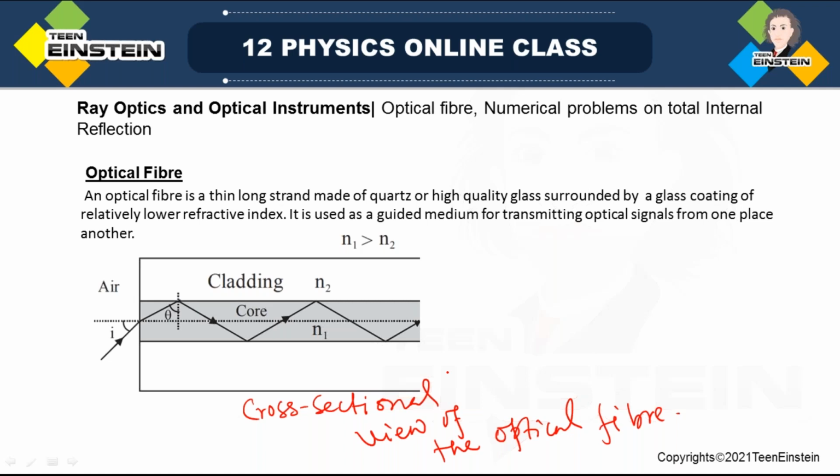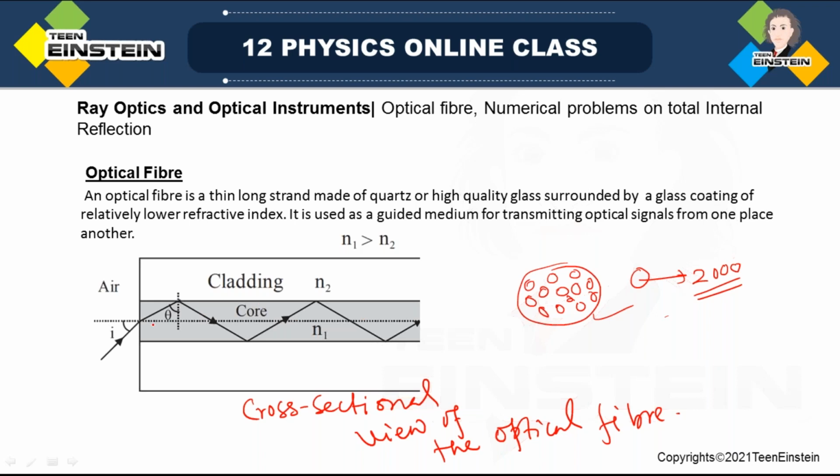In telecommunication, a single fiber can carry almost 2000 conversations. So much more information you can transmit from one place to another if you use optical fiber.